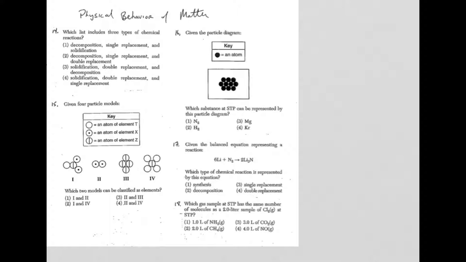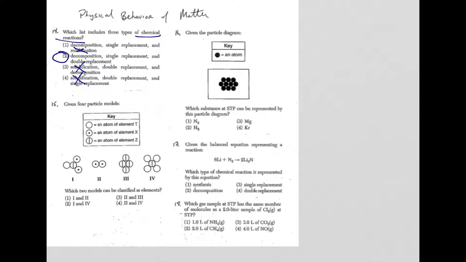We're looking for types of chemical reactions. You need to know words that are associated with it and what they mean for chemical reactions, and you also need to know phase changes. So the answer is choice 2, because decomposition, single replacement, double replacement, and synthesis, which is missing from here, are all types of chemical reactions. In choice 1, solidification is a phase change. That's going from a liquid to a solid. In choice 3, again, solidification, phase change. And once again in choice 4. So the only answer could be choice 2.